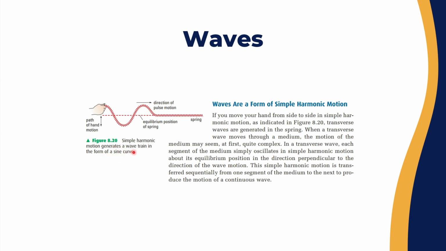For a transverse wave in specific, each segment of the medium simply oscillates in simple harmonic motion about its equilibrium position in the direction perpendicular to the direction of the wave motion. So the simple harmonic motion is transferred sequentially from one segment of the medium to the next to produce the motion of a continuous wave.